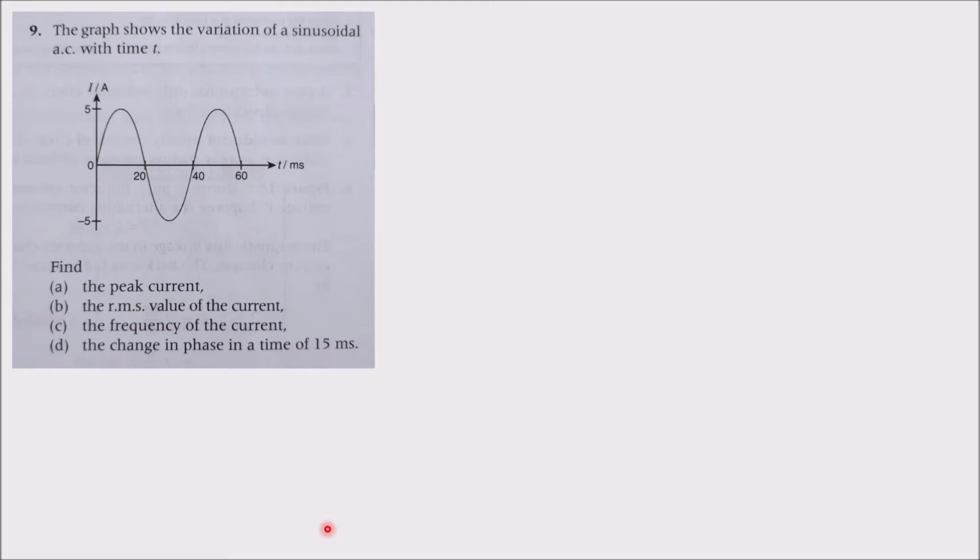Question 9. The graph shows the variation of a sinusoidal AC with time t. We are asked to find the peak current. I believe the question should be easy enough for you. You just look at the graph and see where the maximum possible value for current is. That's 5. So we can determine that our peak current, which we call I naught, is equal to 5 ampere.